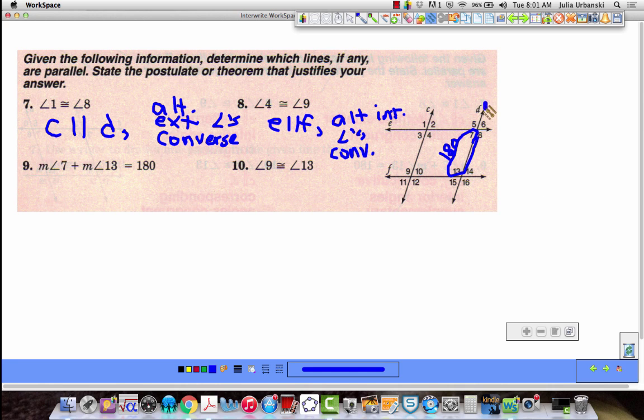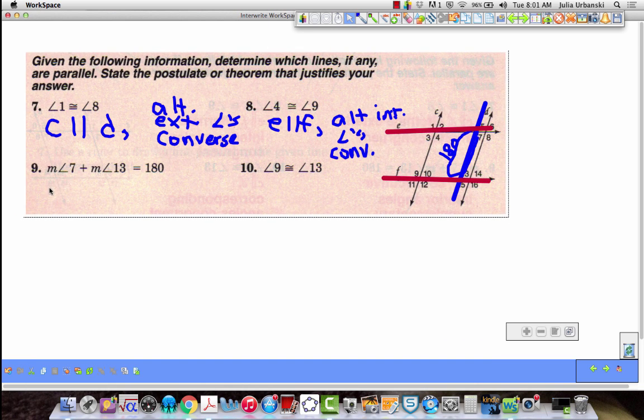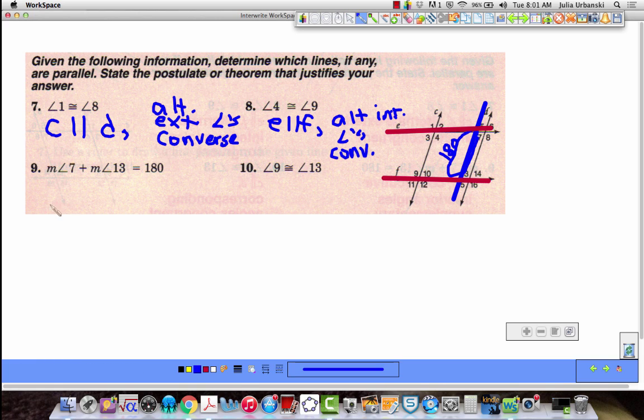D. Good. So which two lines are then the parallel ones? E and F. E, F. So E is parallel to F. E is parallel to F because of what reason would this one be? Same side, supplementary. Good. So same converse. That's right. Same side interior angles converse.